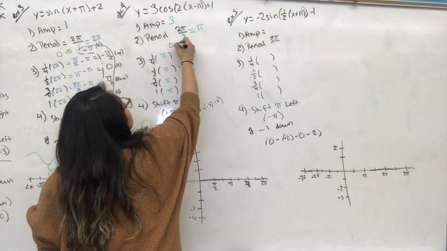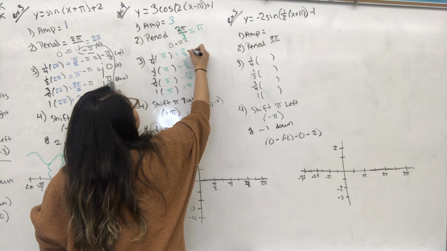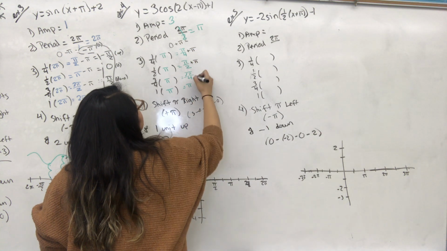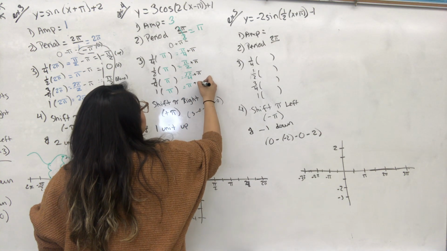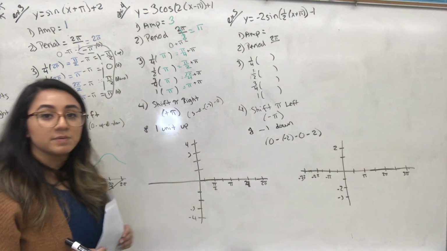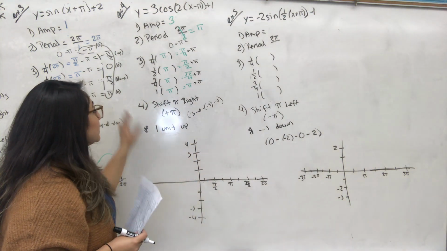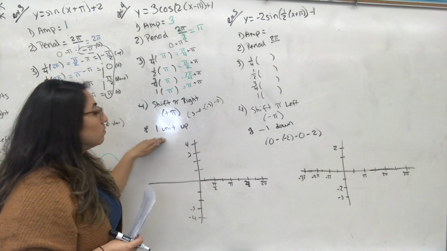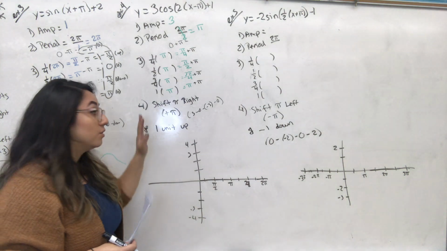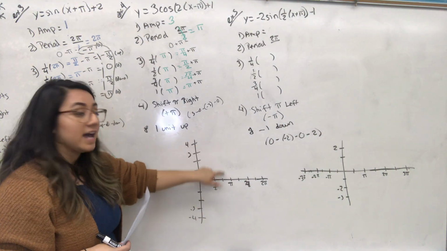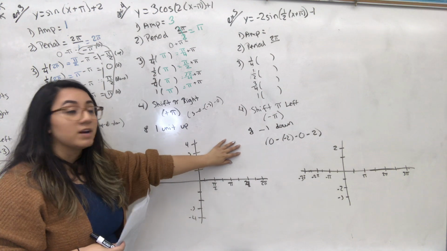This is where you're going to include your 0, because that's your starting point. So you're going to be adding π to each one of these because of the phase shift. And then on top of that, they have a shift of 1 unit upward. So on top of that, we have to keep in mind we have to add 1 more unit up every time we graph it.